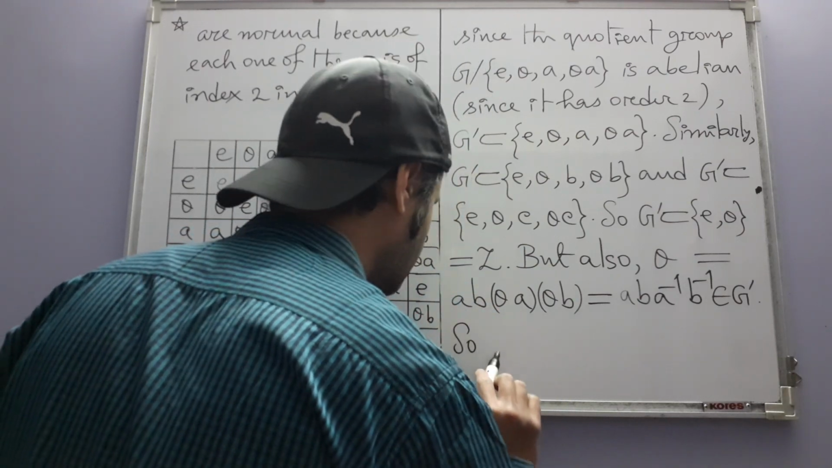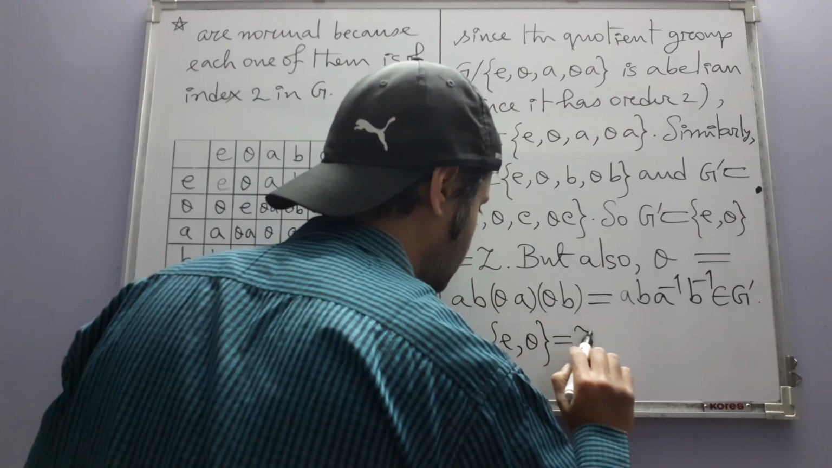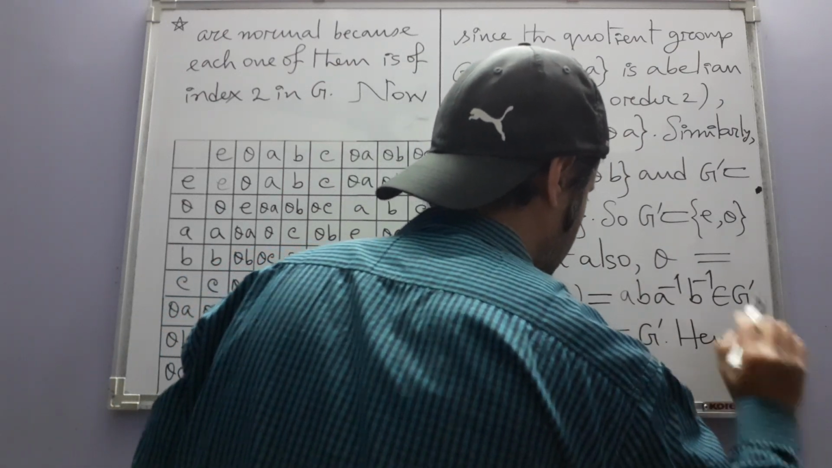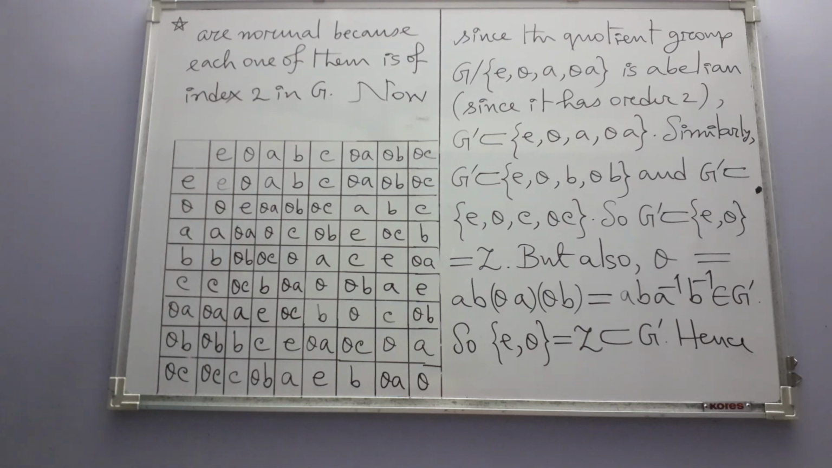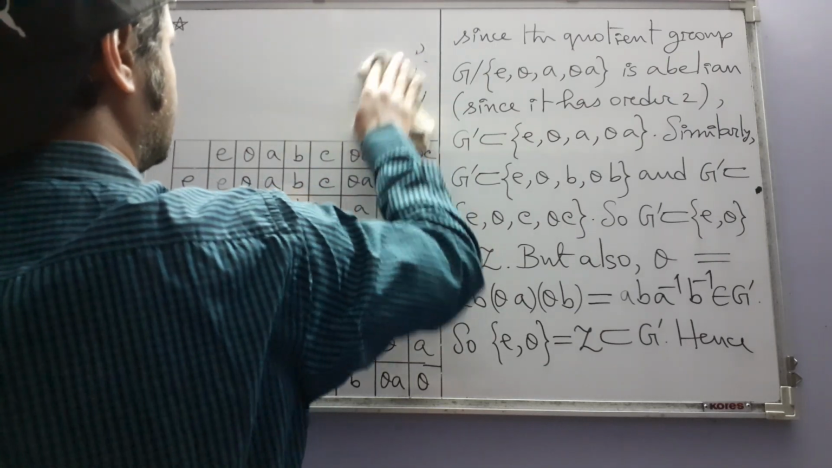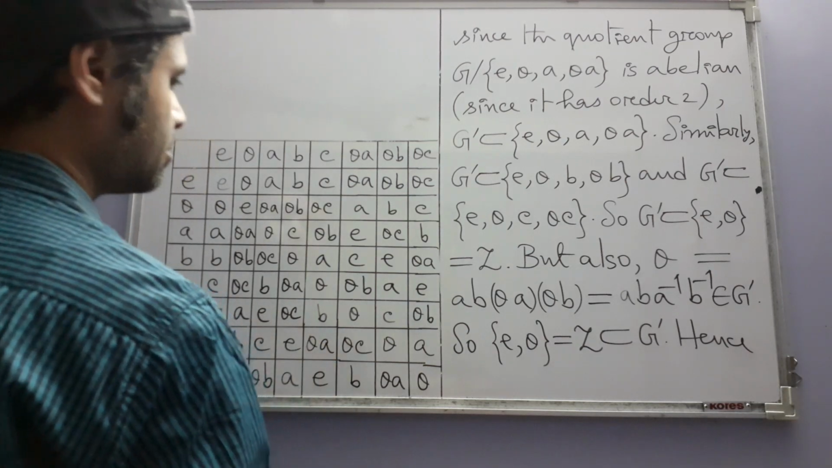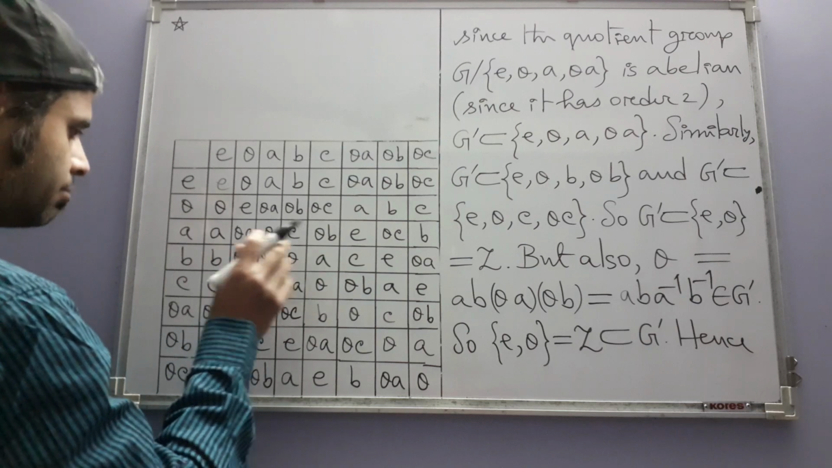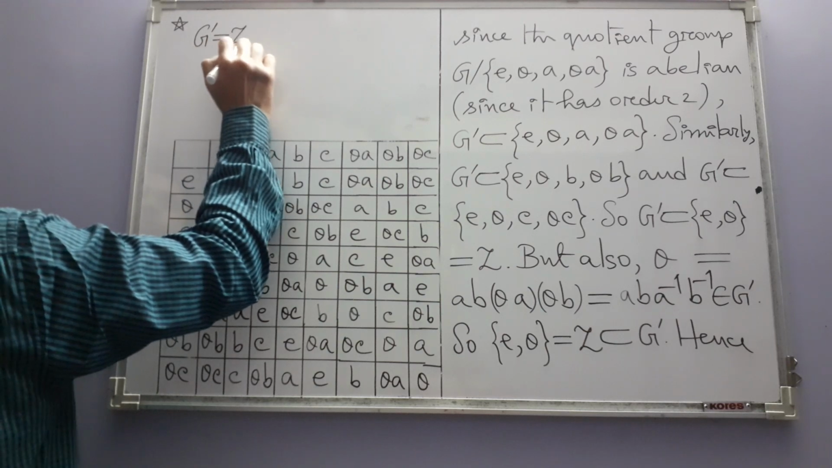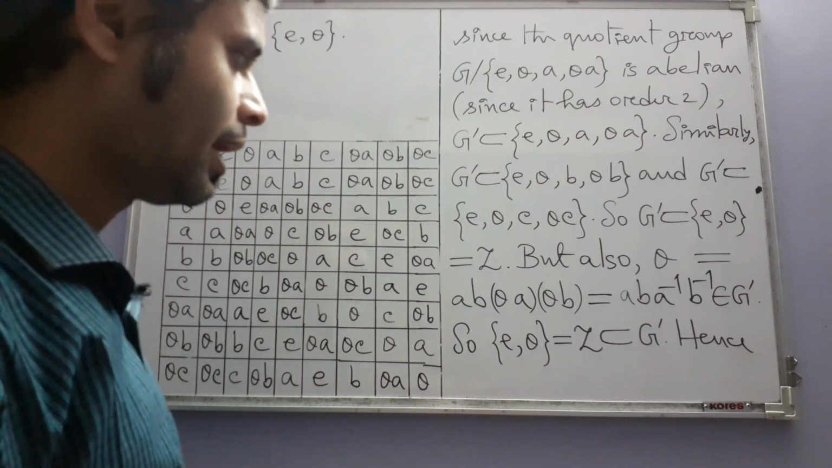Hence the commutator subgroup is actually equal to the center itself. In one of the previous exercises, we used this group. That time we only mentioned it, but now we are dealing with it.